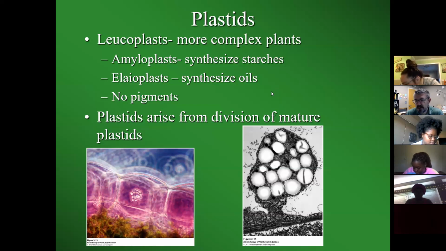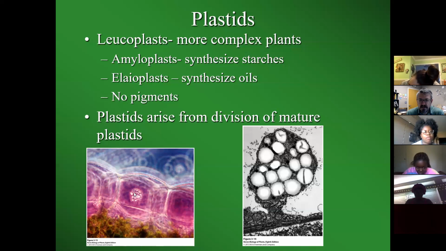Elaioplasts, we're not going to look at those, but they synthesize oils. They don't have any color. They're not pigmented. So that's different than chromoplasts and chloroplasts. Basically, plastids arise from the division of mature plastids. So sometimes we'll see these developing from other kinds of plastids like chloroplasts, but then they do other things.